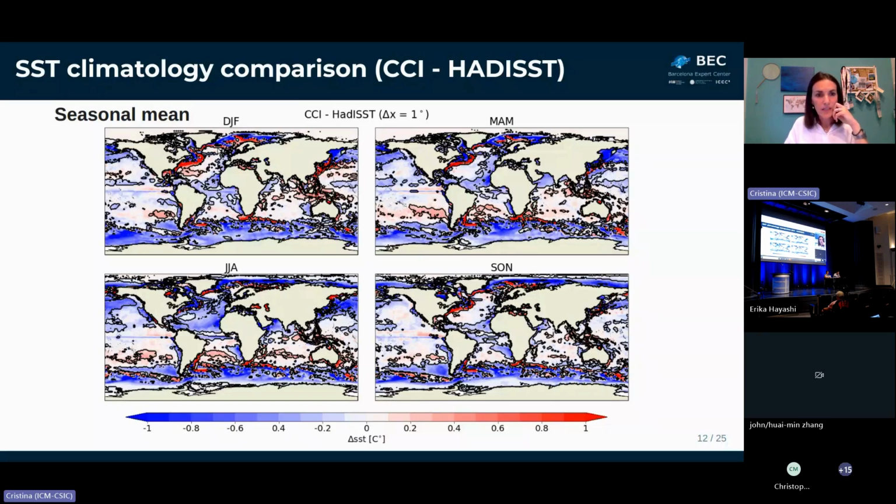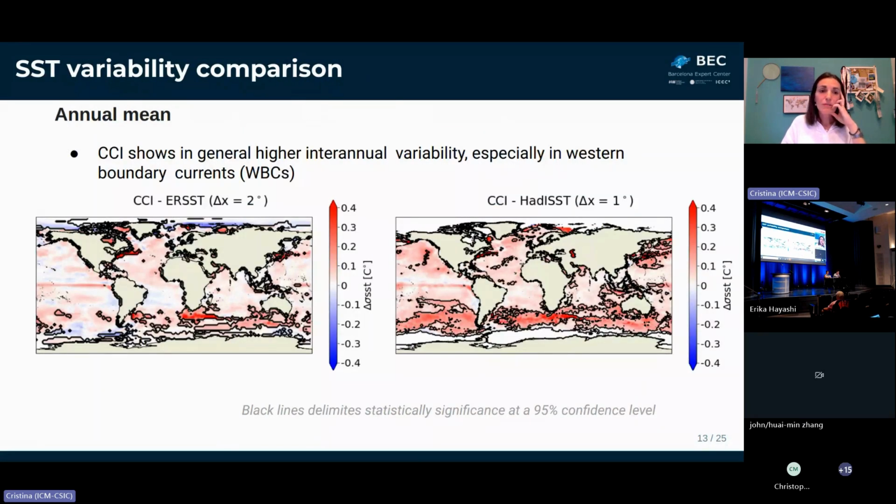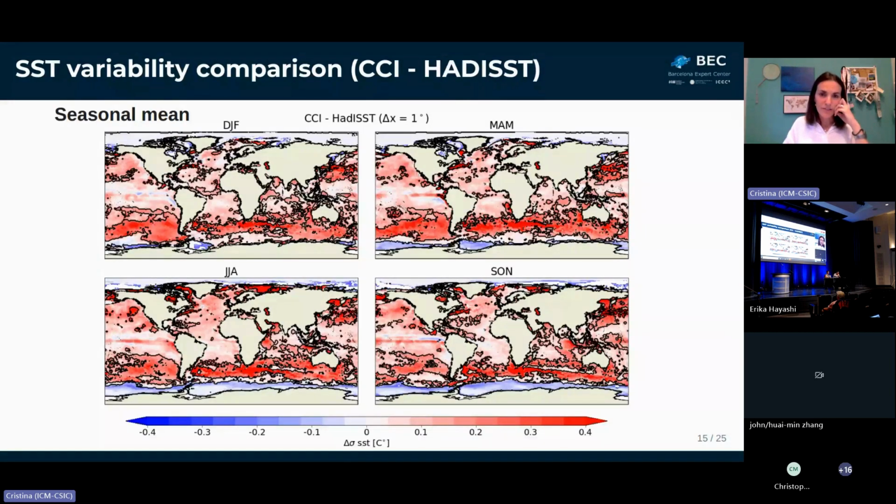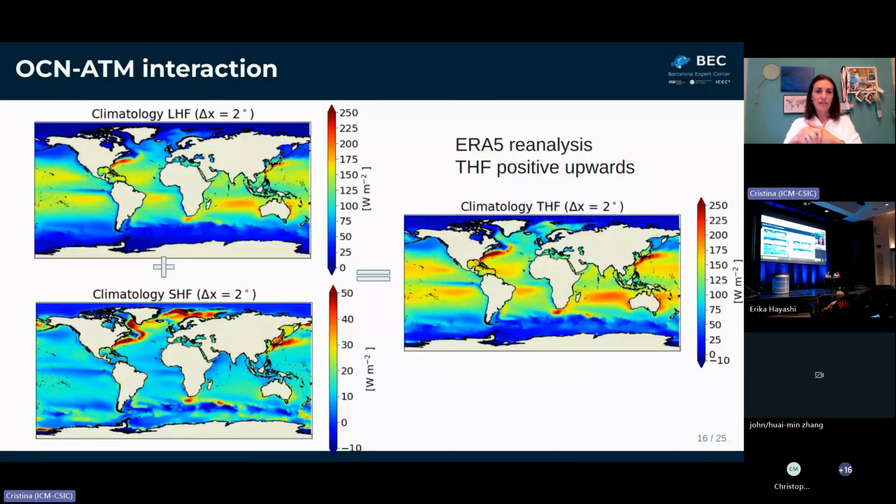western boundary regions. So now we do the same with the variability comparison, and here what we are comparing is the variability of CCI minus the ERSST. And what we can see is that in general CCI shows higher interannual variability, and once again, especially in the western boundary currents. And this is robust, again, throughout the seasonal cycle. This is the case for ERSST, and the same, but this is even higher for the case of HadISST at 1 degree. So the next step was to study the ocean-atmosphere interaction.